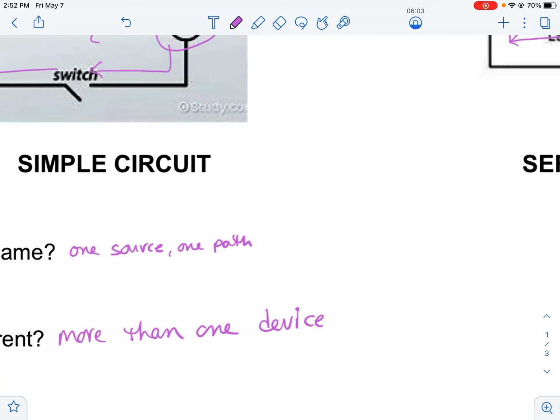Okay? So a simple circuit has one source, one path, one device. A series circuit can have one or more sources, one path, two or more devices. Okay? So here's the first your turn, please. Write a sentence summarizing the difference between simple and series circuits.